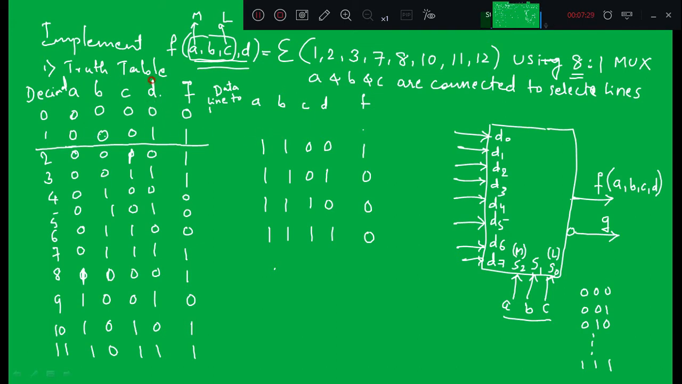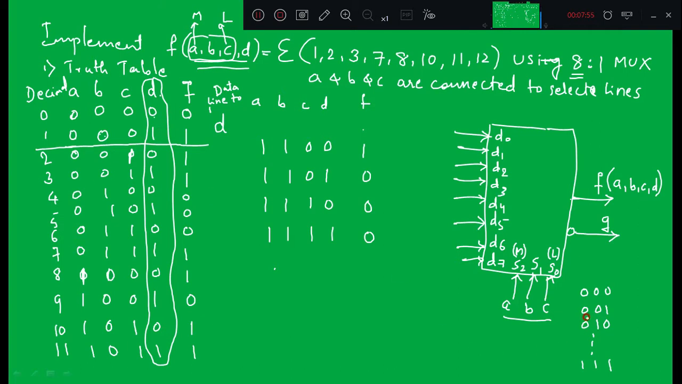Now I'll mark this, because this input D is going to appear on the data line. I'll compare it with F. If they are the same: D is 0, F is 0; D is 1, F is 1. So they are the same, and the data line is to be connected to D, because F is the same as D, right?